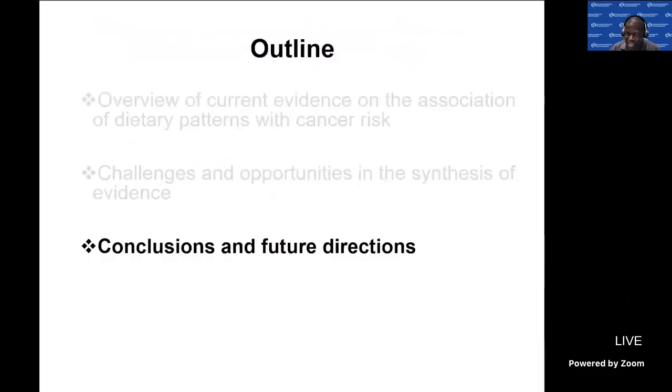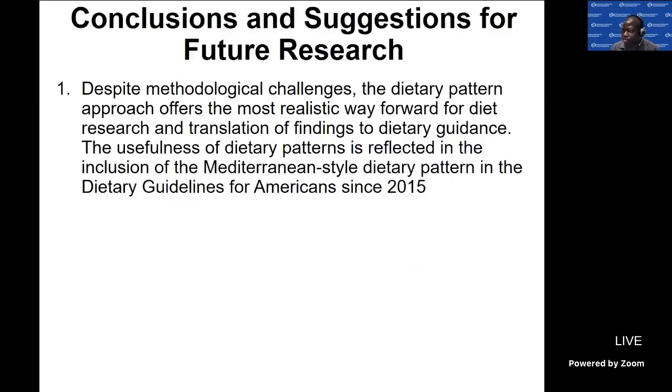So I will switch gears here and try to make some conclusions out of these and suggestions for future research. I hope that the evidence I've presented does show that despite these metabolic challenges, the dietary pattern approach still offers the most realistic way for diet research and translation of findings to dietary guidance. As Dr. Fung mentioned, when you are looking at a dietary pattern, you are looking at the totality of the diet, so that you are not consuming a dietary pattern to prevent one disease while looking over your shoulder whether the other disease is coming at you.